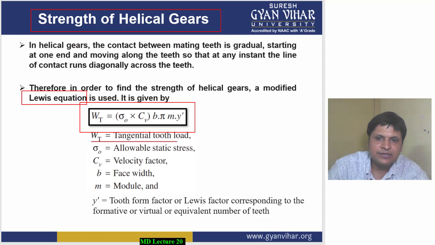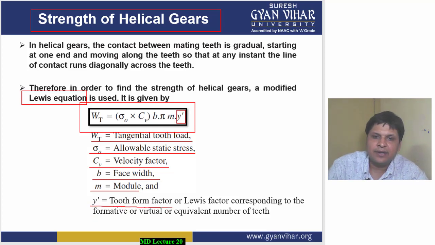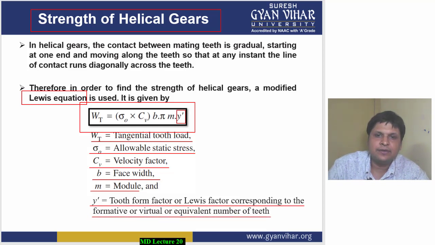Wt is the tangential load, the tooth load acting on the tooth of the gear. Sigma naught is the allowable stress acting on the gear. Cv is the velocity factor. b is the face width of the gear, and m is the module. Here in place of y, we are using y dash as the tooth form factor. So for helical gears, we will use y dash, that is, the Lewis form factor corresponding to virtual or equivalent number of teeth.